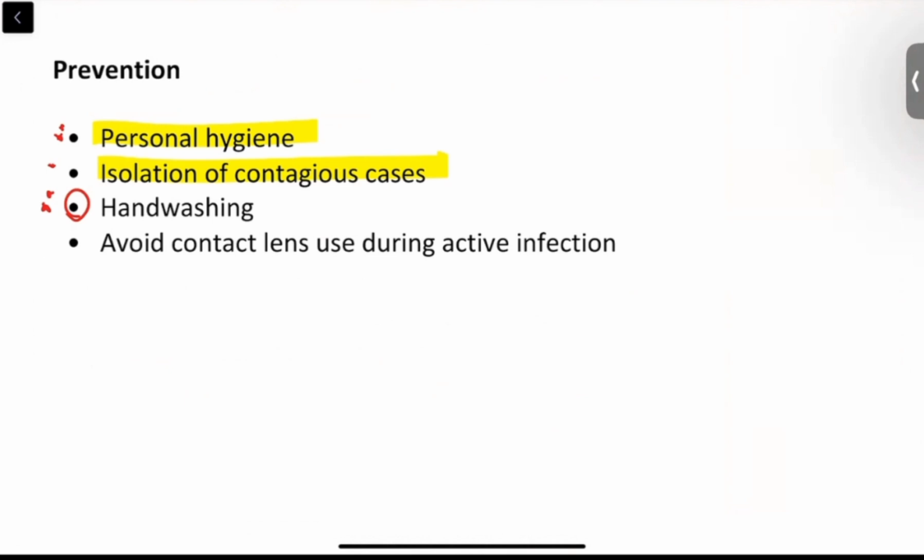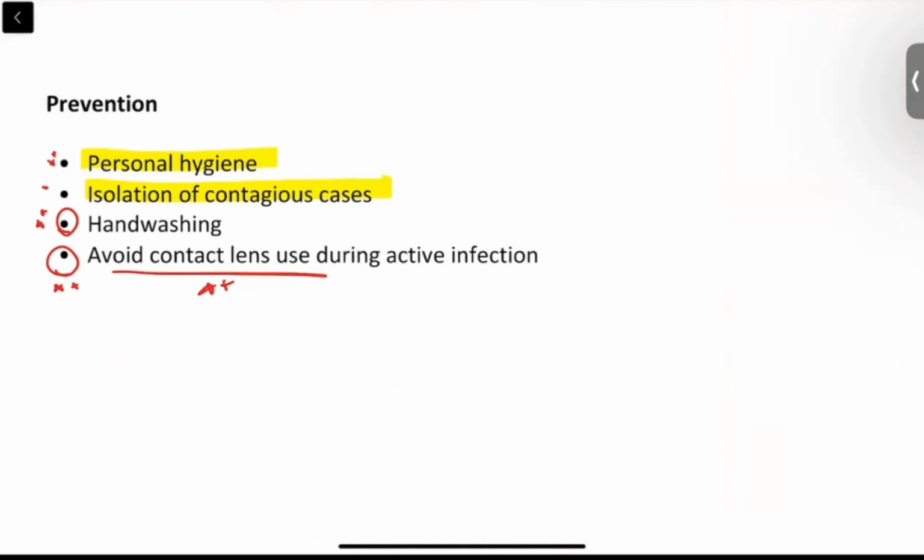So if we don't wash our hands and if we touch our eyes, there will be direct contact, it will spread. Avoid contact lens use during active infection. If the person is having conjunctivitis, he should avoid using contact lens. So these are the preventive measures. This was all about conjunctivitis.